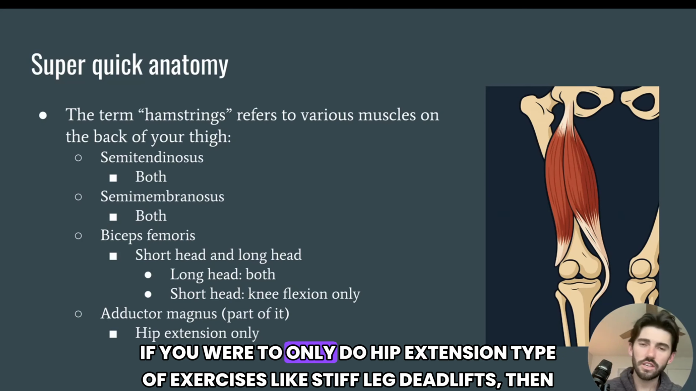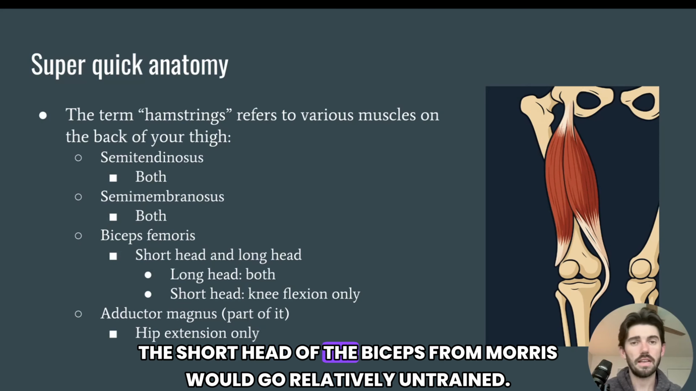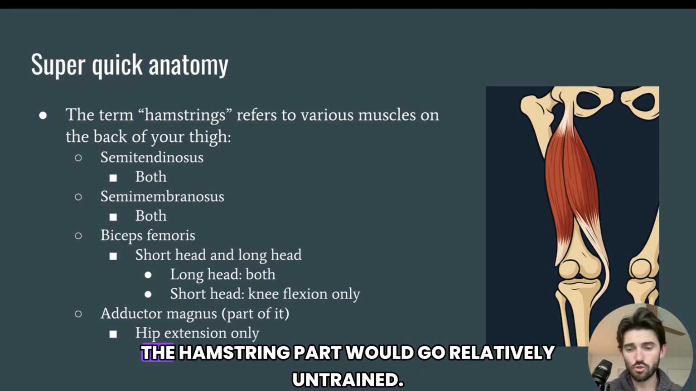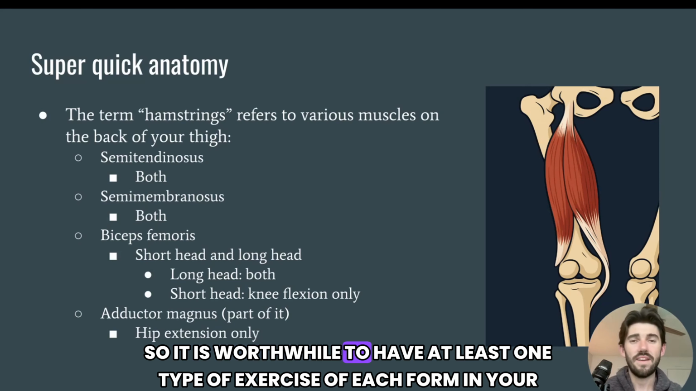If you were to only do hip extension type of exercises like stiff leg deadlifts, then the short head of the biceps femoris would go relatively untrained. Likewise, if you were to only do leg curl type exercises, then the adductor magnus, the hamstring part, would go relatively untrained. So it is worthwhile to have at least one type of exercise of each form in your routine.